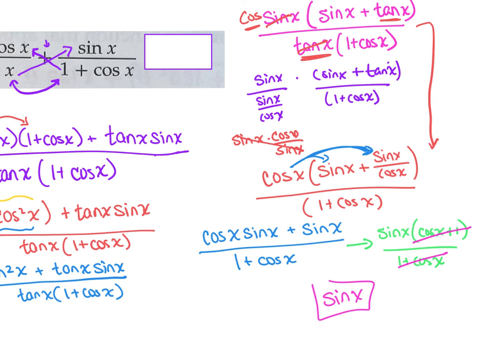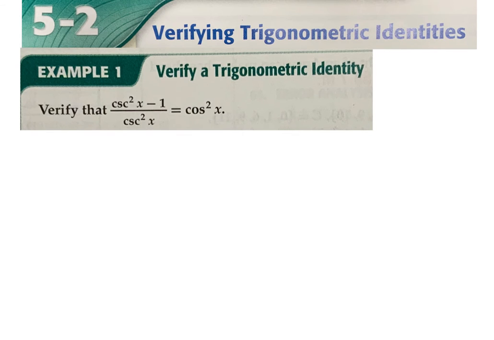All that to just say it's... So the reason people like verifying better than simplifying is it tells you where you're going. Okay? So it wants you to show me step by step why these do indeed equal each other. Which means I kind of know where I'm headed.